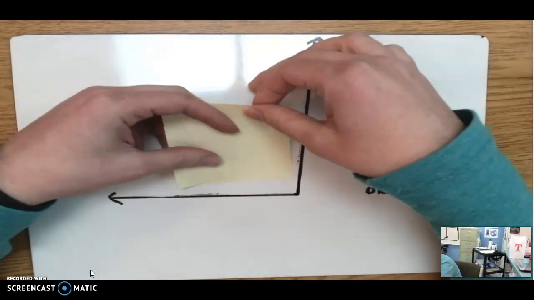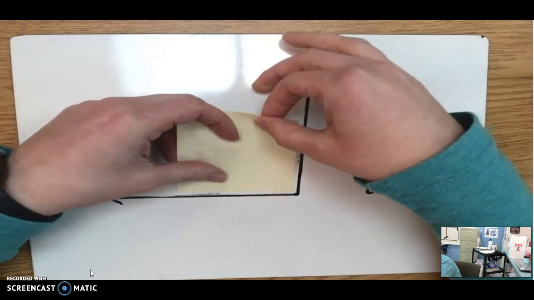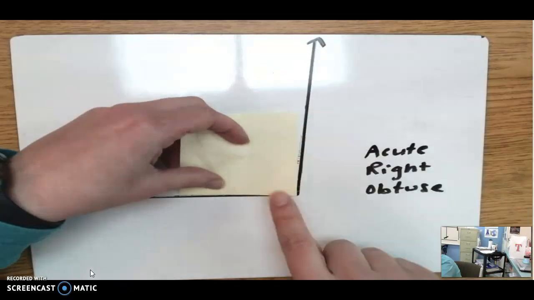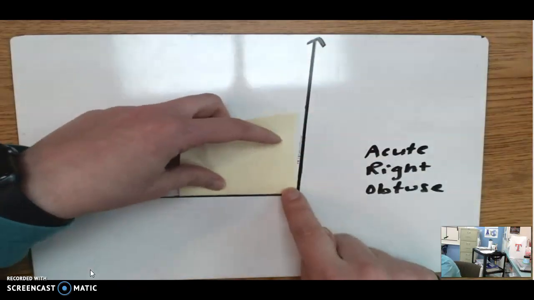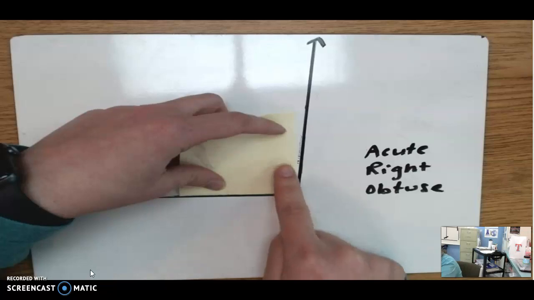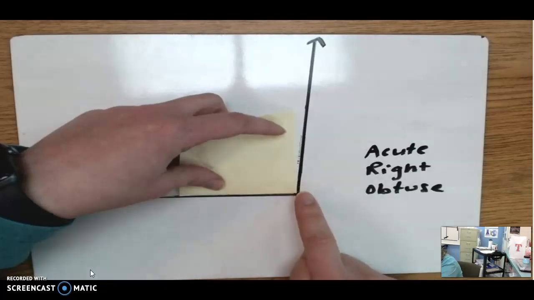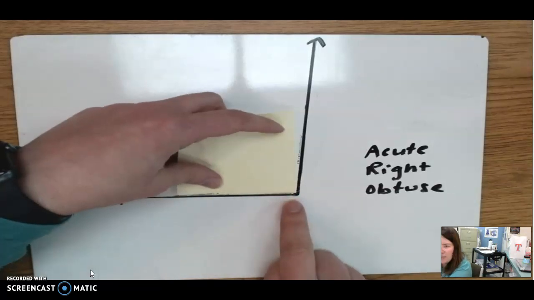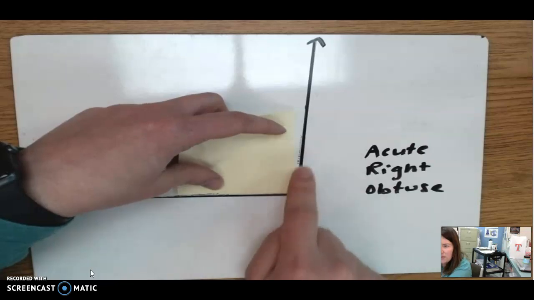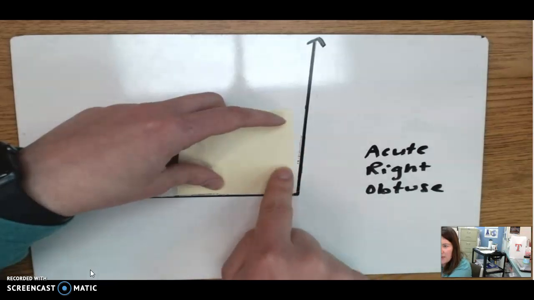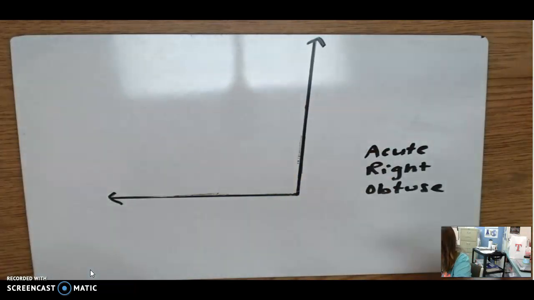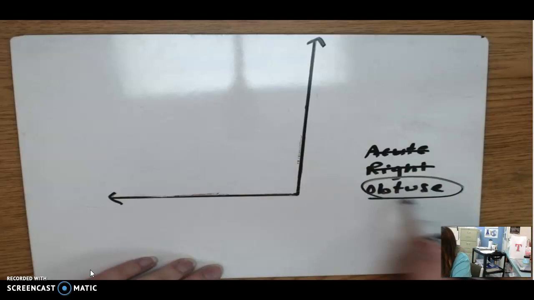So I'm going to line my corner up to see if it can fit in there. I'm going to line it up on this edge. And then it's straight along here, but look, it doesn't stay straight along this top edge. So I know this angle, even though it looks like a right angle, is a little bit bigger than a right angle, right? Because here's the edge of my paper, and this is out a little bit more. So I know this is going to be an obtuse angle.